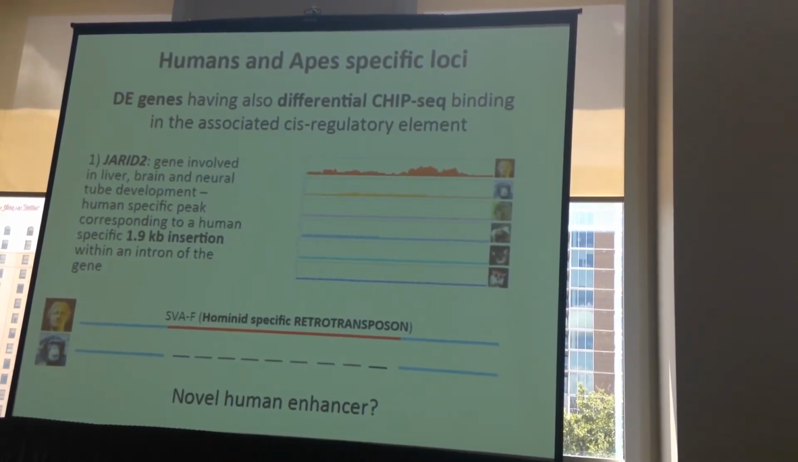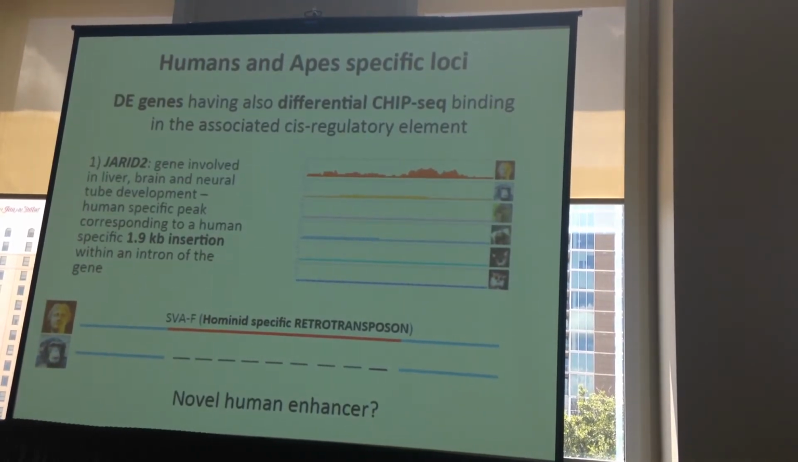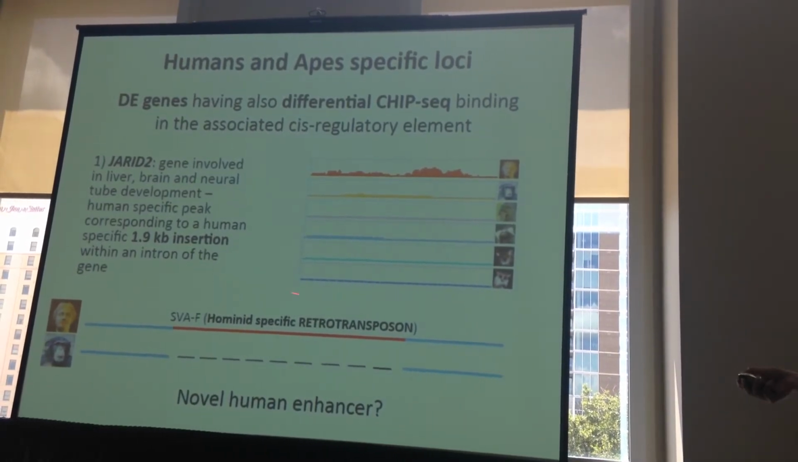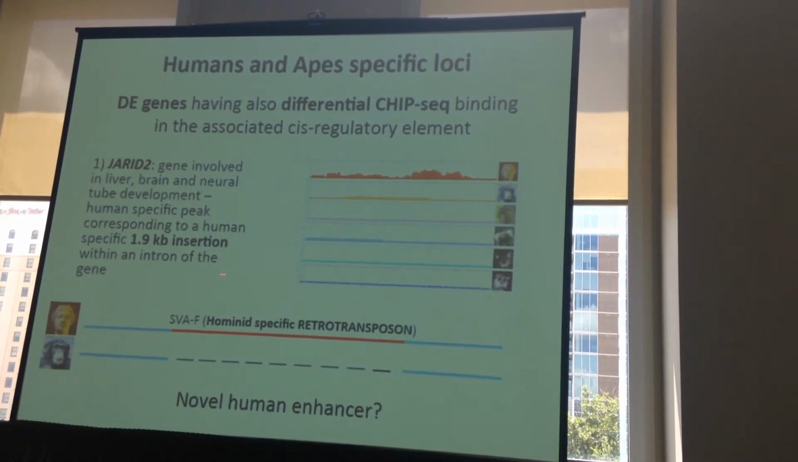So GRIN2 is a gene with a lot of literature. It's a very important essential gene involving liver, brain, neural tube development. And in our assay, we found a human-specific ChIP-seq peak, so a human-specific enhancer. And also the gene was upregulated in humans.